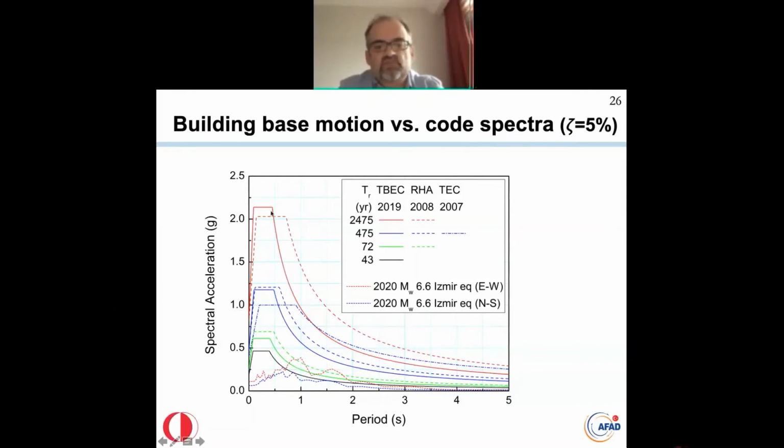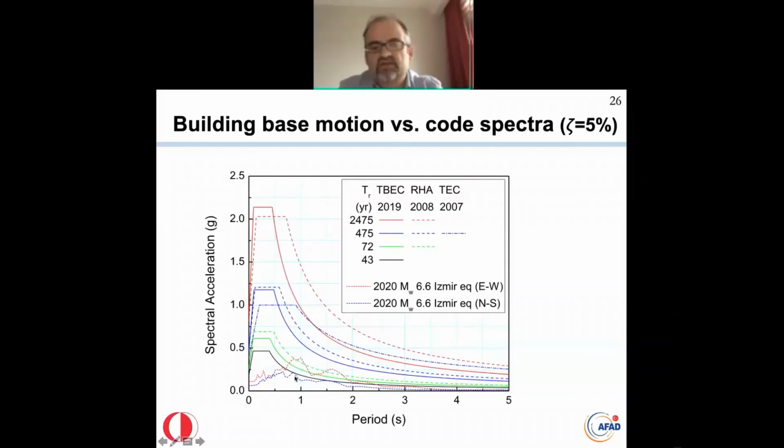The red ones here are maximum considered earthquakes. The blue ones here are design earthquakes. The green ones here are frequent earthquakes. And the black one is the service level earthquake according to our new code. So the Izmir earthquake is definitely not the design earthquake for this building.